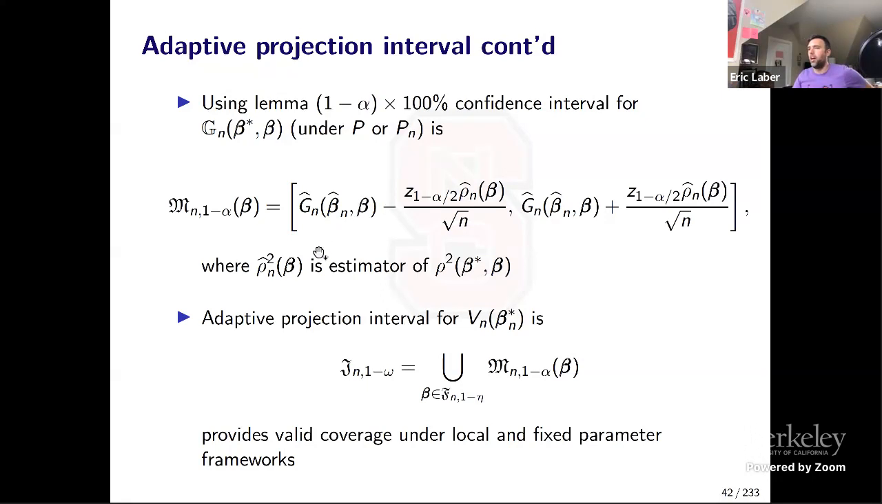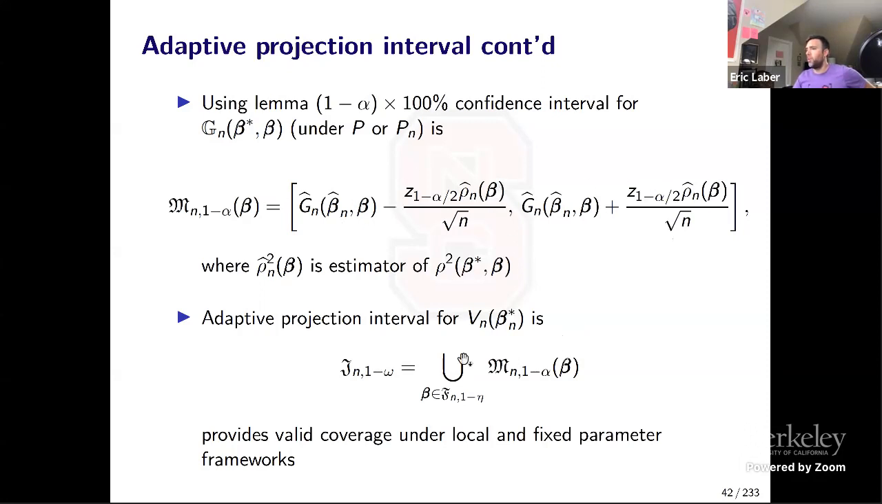Okay. And here rho hat is just some estimator of the variance of this thing. It is an estimator of this, which is the variance of G. So then an adaptive projection interval for Vn of beta star n, which I'll call Jn of 1 minus omega, would be the union over all beta in our Wald-type confidence interval of these sets here now.